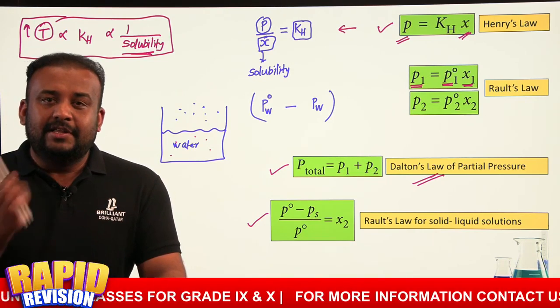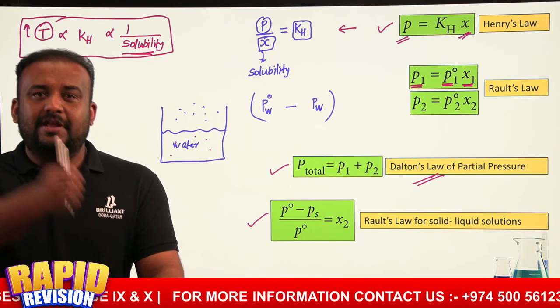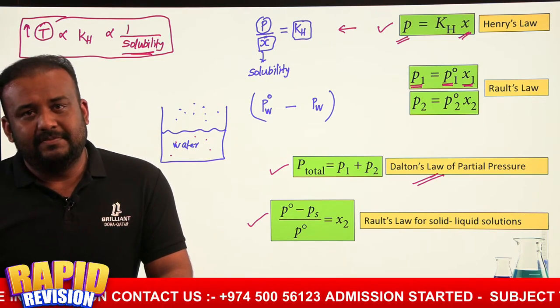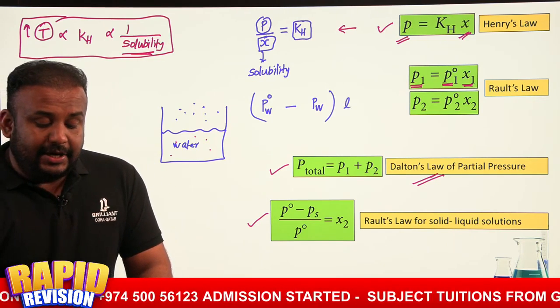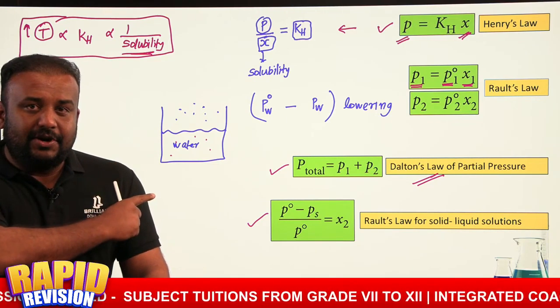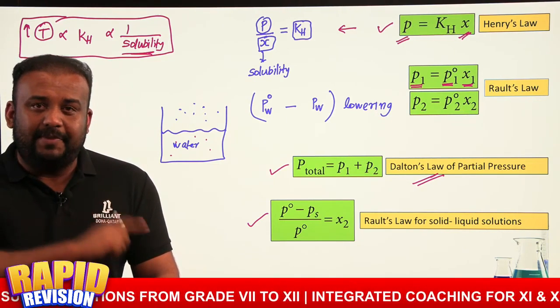Simply subtract the pure water's vapor pressure minus the vapor pressure of water in the salt solution. This term is called lowering. All of you pay attention. This term is called lowering of vapor pressure.